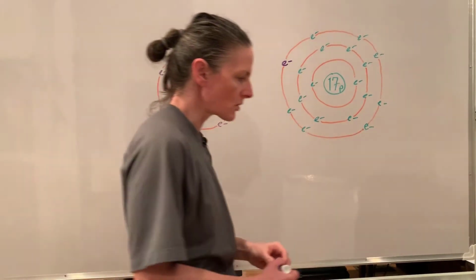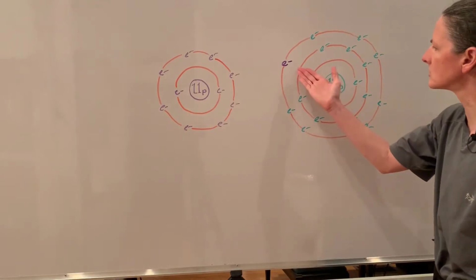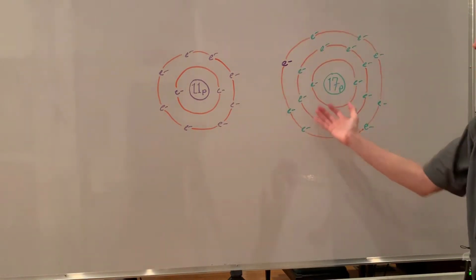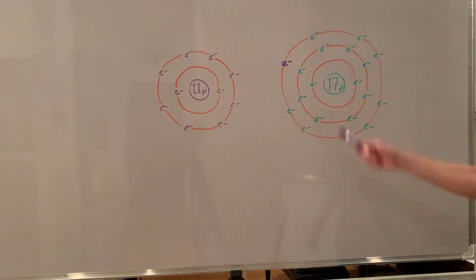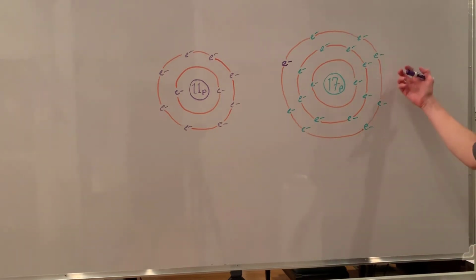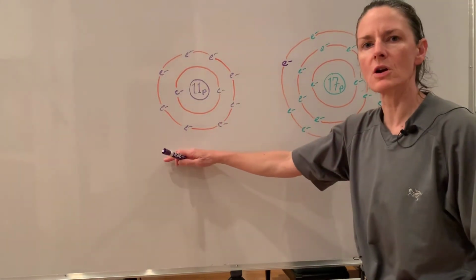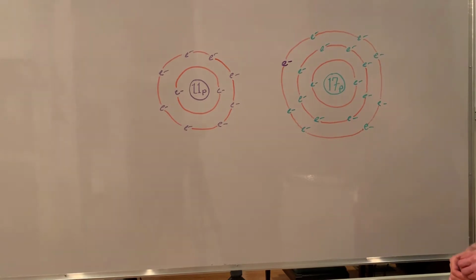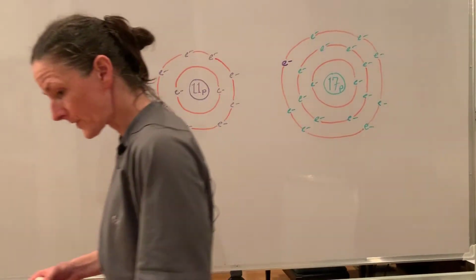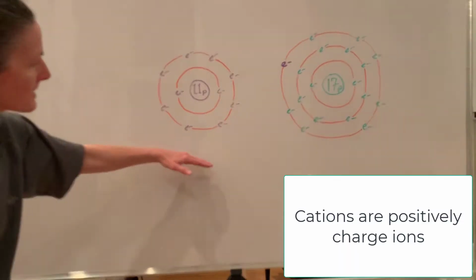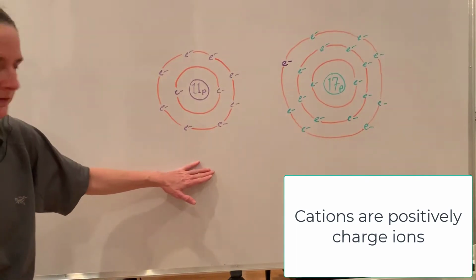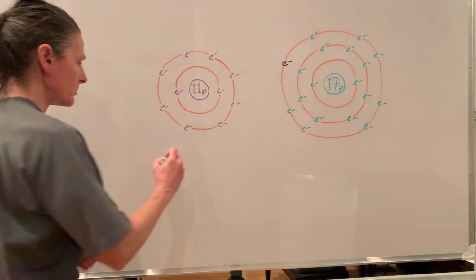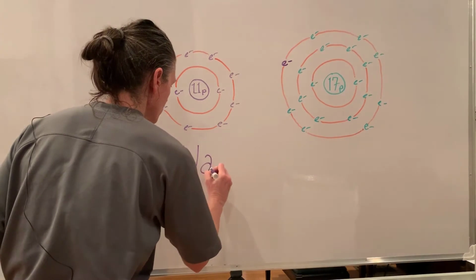Over here we have chlorine, which has now gained an electron. So we have 18 negative charges to the 17 positive charges in the nucleus. So we now have a negatively charged ion over here. So we have positively charged sodium, and we have negatively charged chlorine. And so ions come in 2 types. Cations, which are our positively charged ions. So this would be sodium ion.